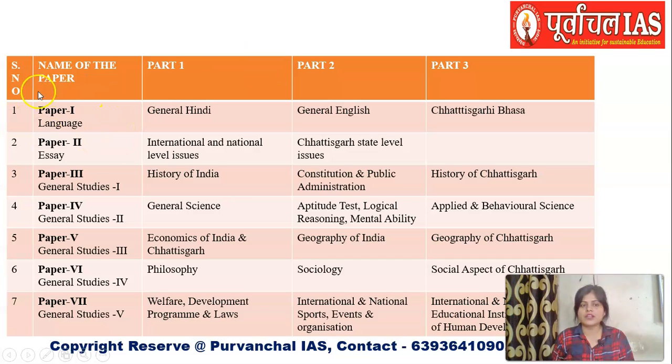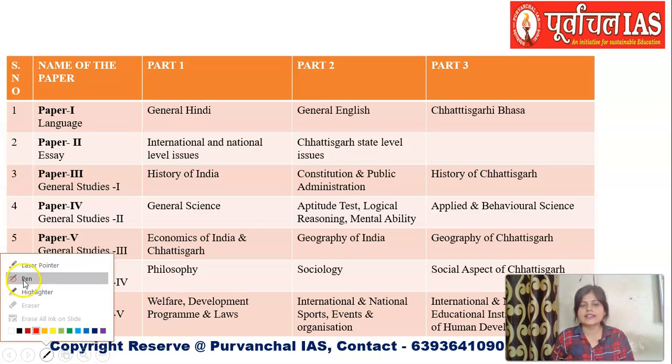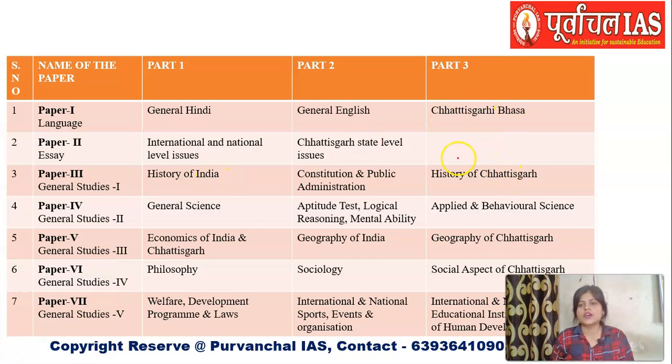Like paper 1, which is the language paper, has part 1 as general Hindi, part 2 as general English, part 3 as Chhattisgarhi Bhasha. Paper 2 only is an exception. Why am I calling it an exception? Because there is no third part in this. There are only 2 parts, international issues and Chhattisgarh state level issues. You are supposed to write an essay on these issues in this paper.